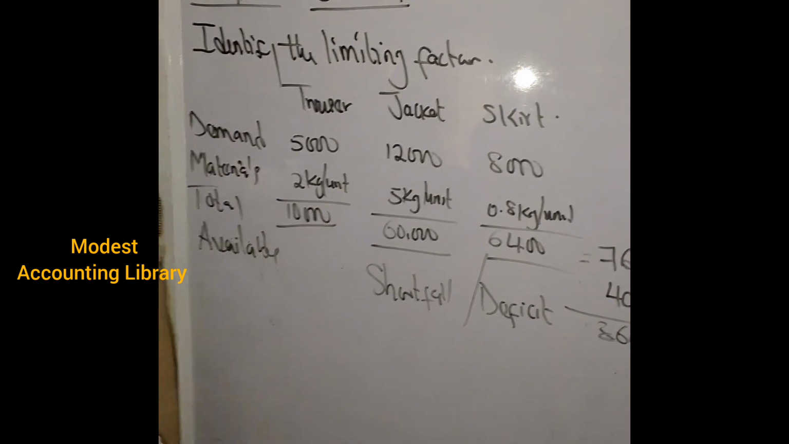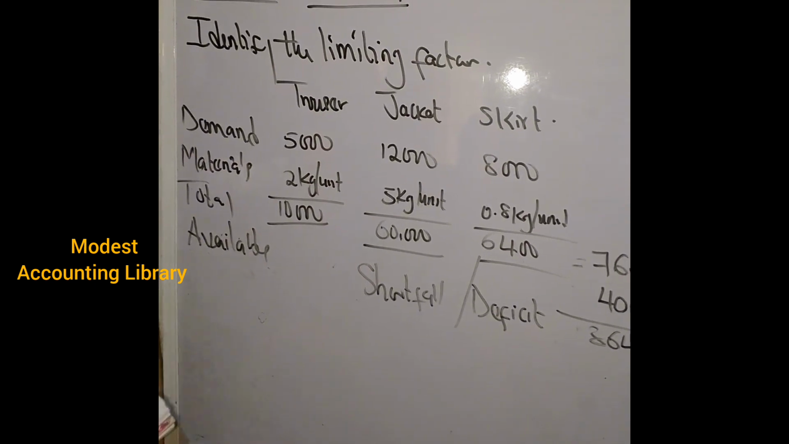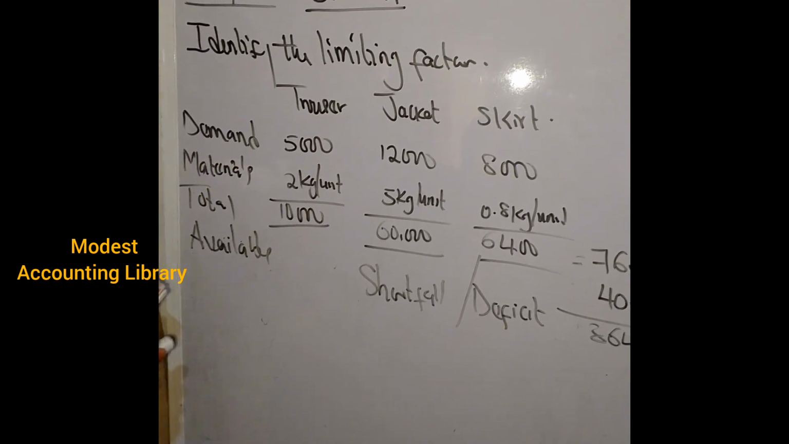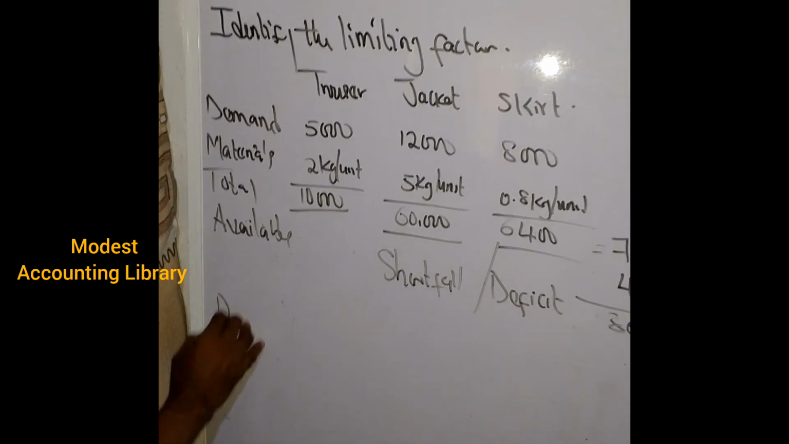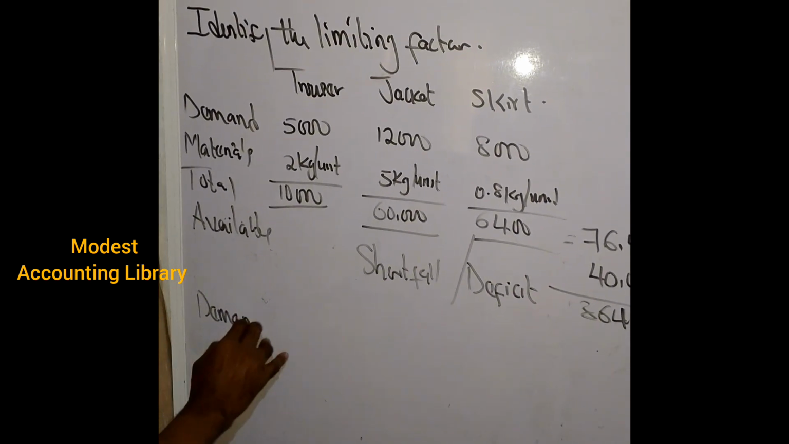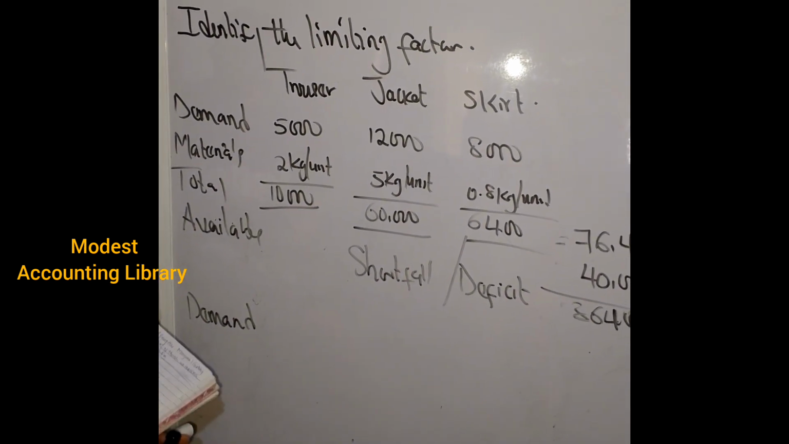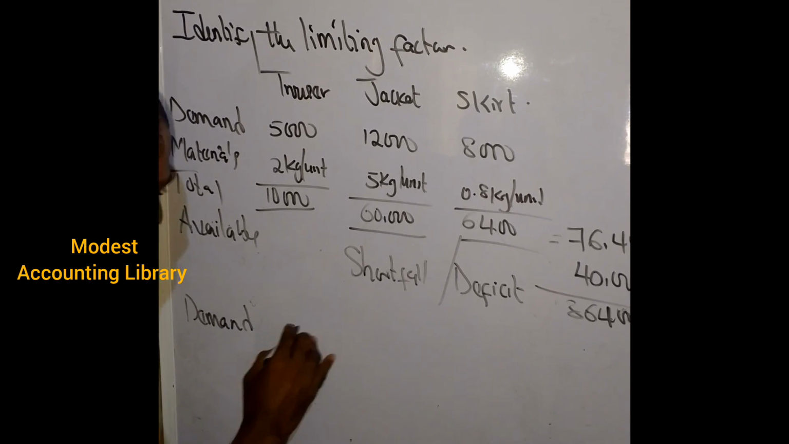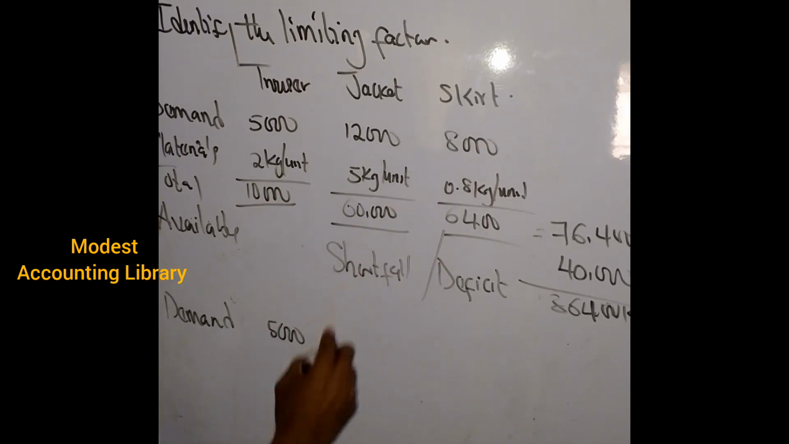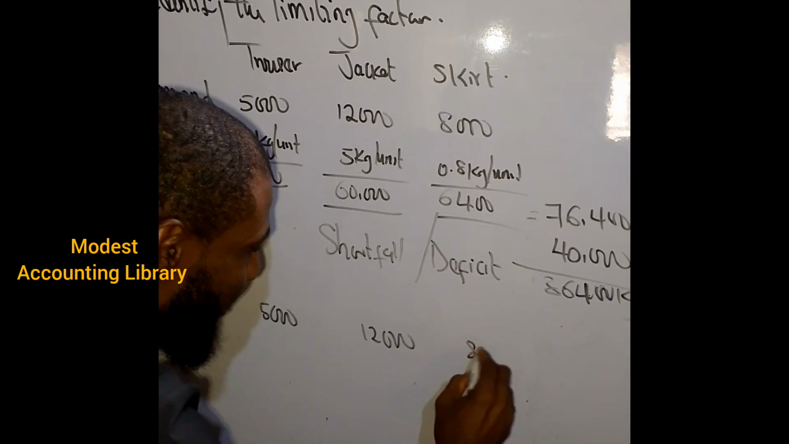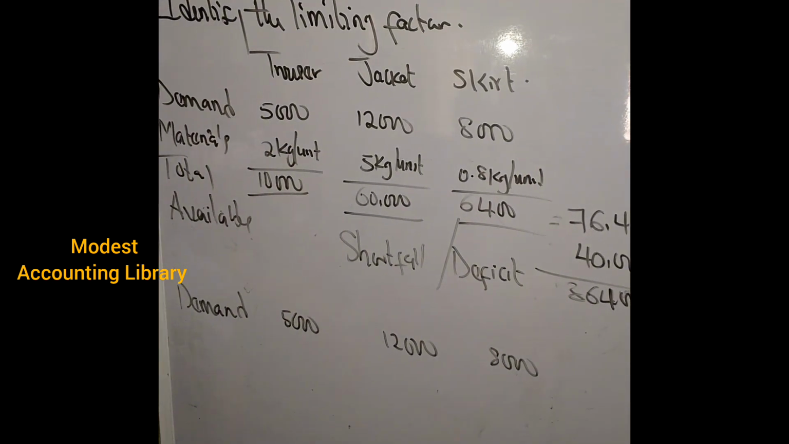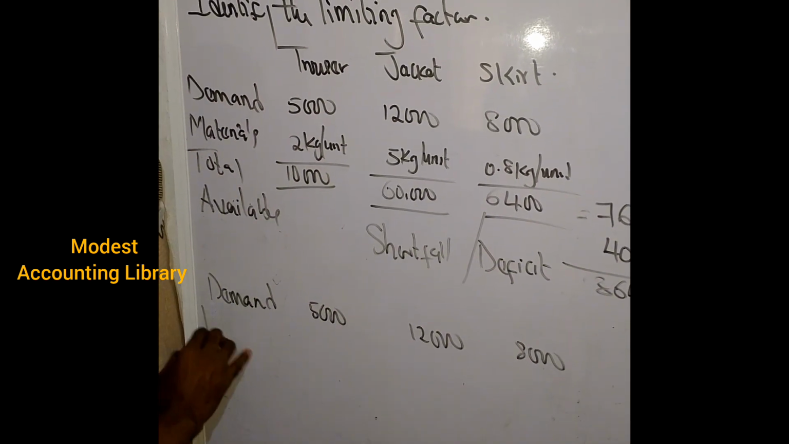So the next one we are going to do the same thing for the labor hours. What is the demand for labor hours? In the question, they told us that this is the demand, 5,000, the same number of demand, 12,000, and skirt is 8,000. Okay? So the next thing is labor hours.